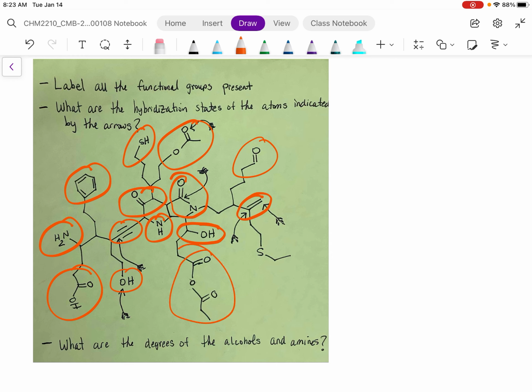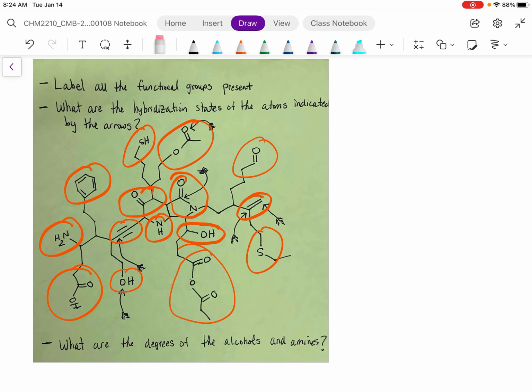Okay, right there. And then right here we have a sulfide. Okay? Because that resembles what? That resembles an ester, right? But now there's just a sulfur in the middle. Okay?